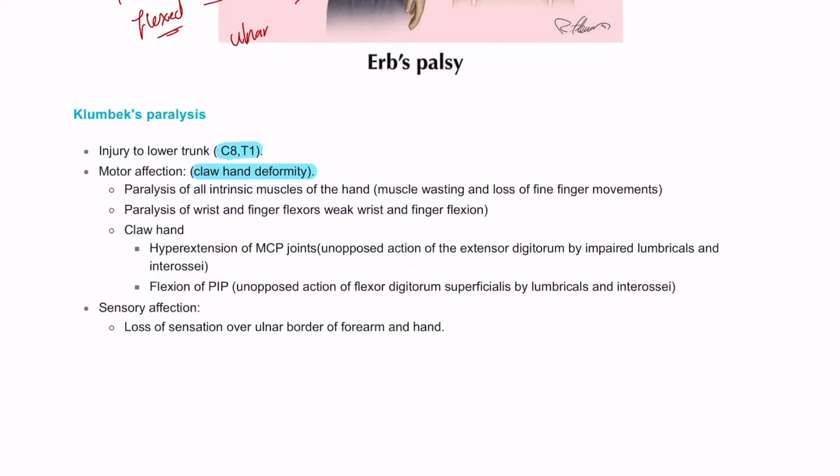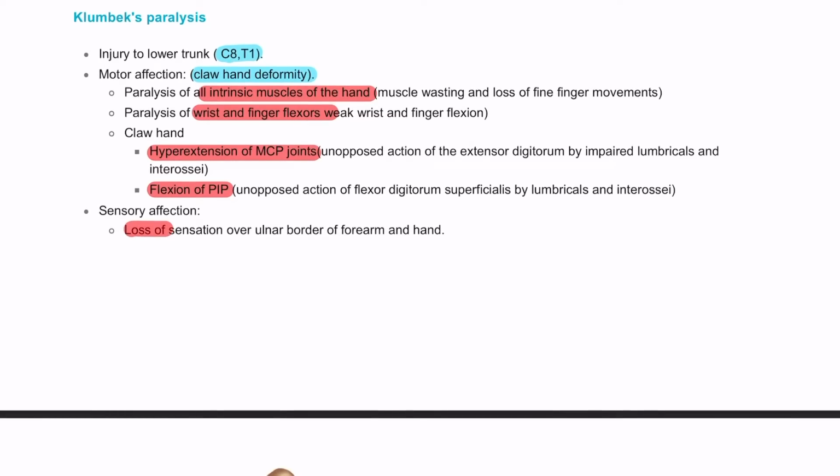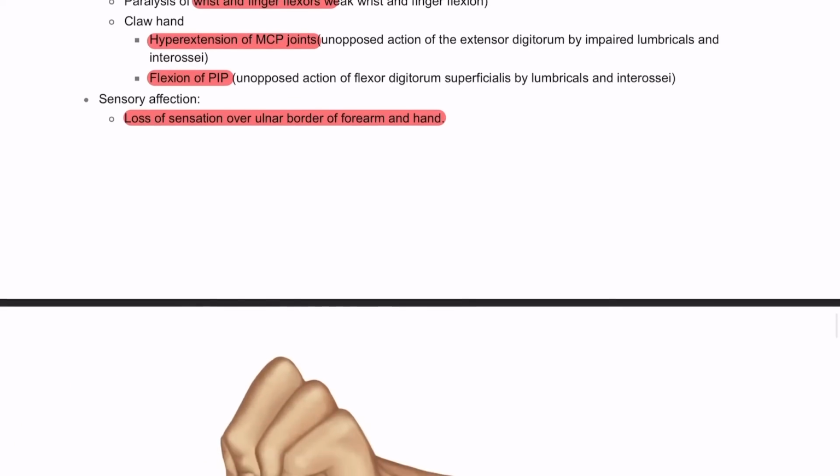The definition of claw hand is basically hyperextension of the metacarpophalangeal joint and flexion of the interphalangeal joint. And then you're going to mention which muscles are affected. You have paralysis of all the wrist and finger flexors, and paralysis of all intrinsic muscles of the hand, and also loss of sensation on the ulnar side of the forearm as well.